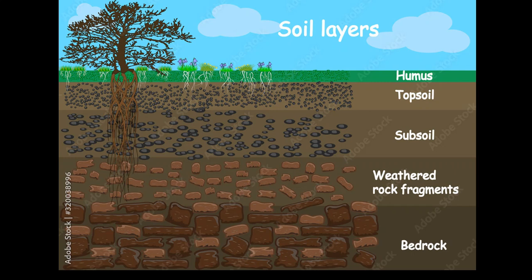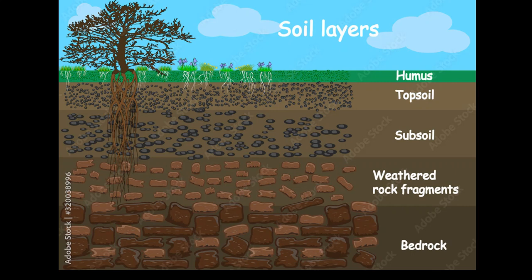But then if you get into a desert, you're not going to have the humus layer. You're not going to have the topsoil layer. You're going to go straight to the subsoil, which is going to be largely sand or clay or salt. And then below that, you might have some weathered rock layer, and then the bedrock layer underneath that, right?